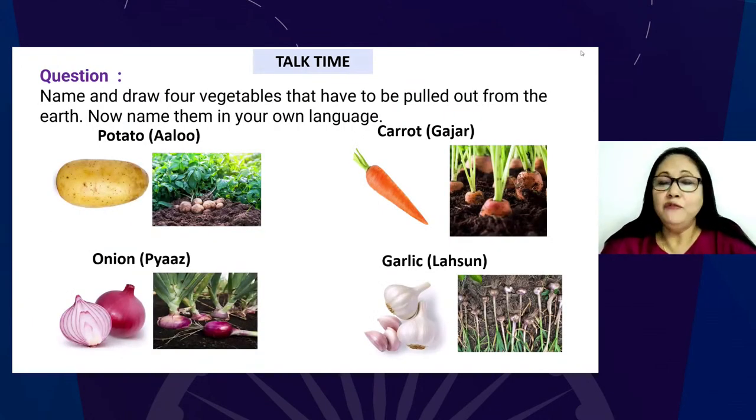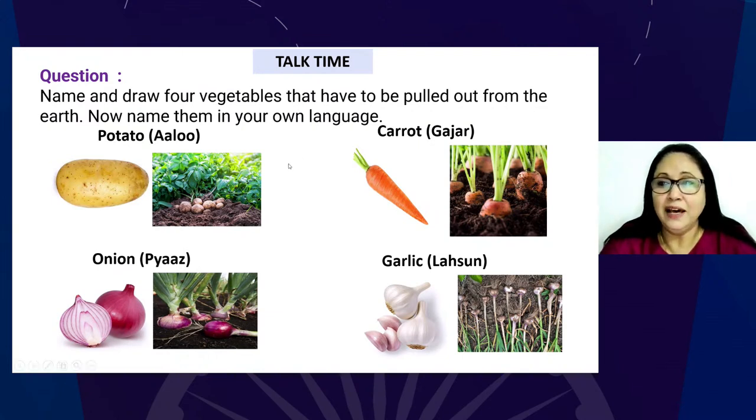Now here you have to draw four vegetables. This is given in your textbook, children, and you have to also name them in your own language. I've done it for you, and I've also pasted a picture of how it looks when it grows on the ground, in the field, when it's dug out. So, potato, aloo, everyone's favourite.